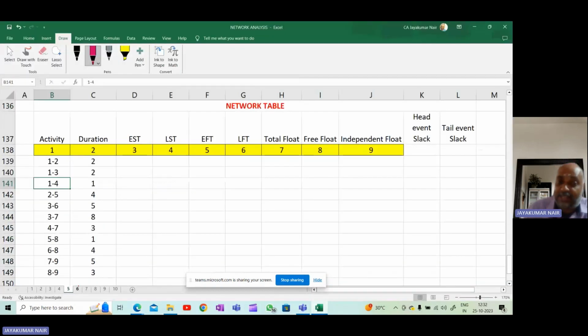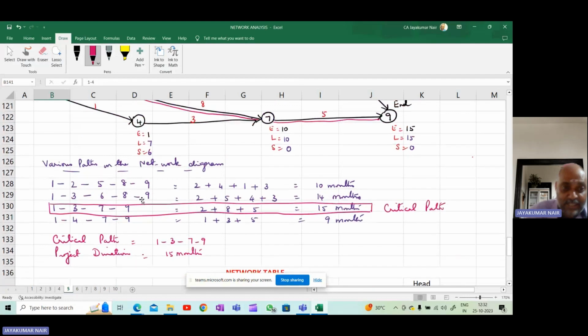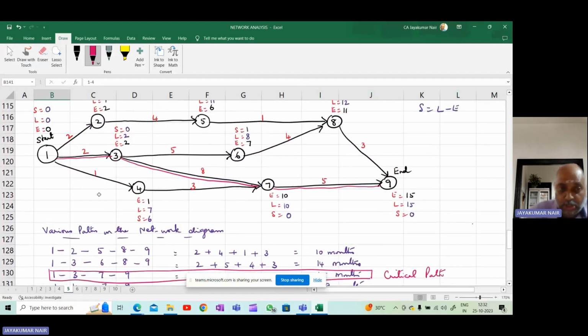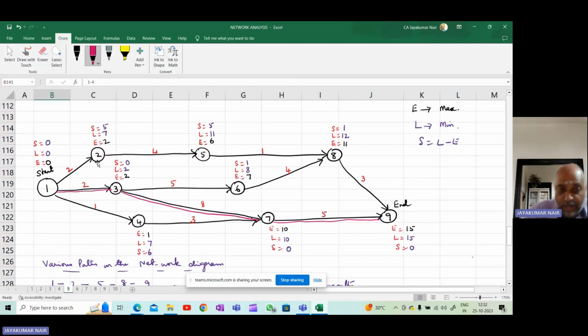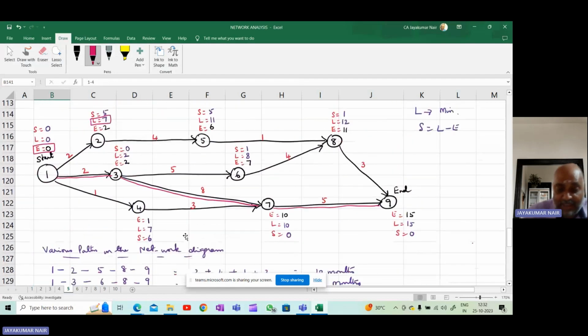So I've just copy pasted in this particular table that is in the network table. Now, what is early start time? How do you fill this? You see the first activity. The first activity is 1 to 2. Early start time, E, is the value which is here. This is the E value, early start time. And late finish time is 7 here.